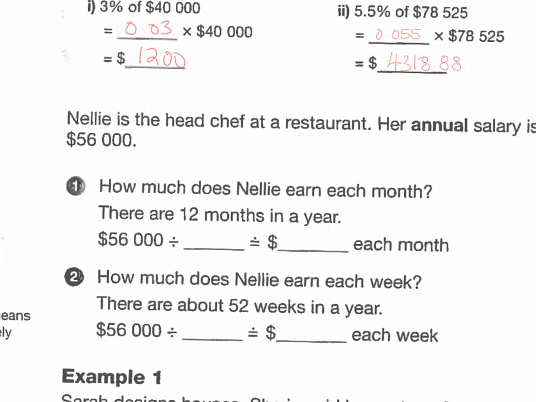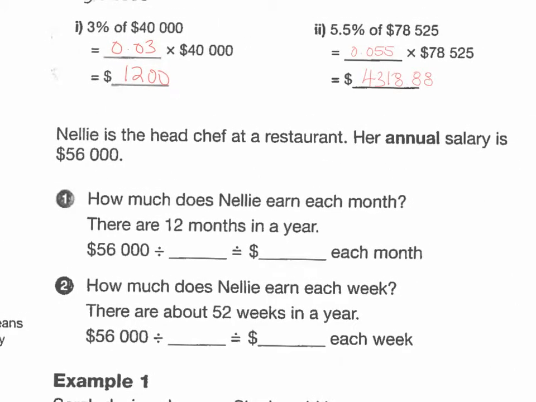Okay, so Nellie is a head chef of a restaurant. Her annual salary is $56,000. Well, how much does Nellie earn each month? So there's 12 months in a year, so you divide that by 12. Again, on your calculator, 56,000 divided by 12, and I got $4,666.67 each month. And how much does Nellie earn each week? So how many weeks are there in a year? There's about 52, so you're going to divide that by 52, and you'll get $1,076.92 each week.